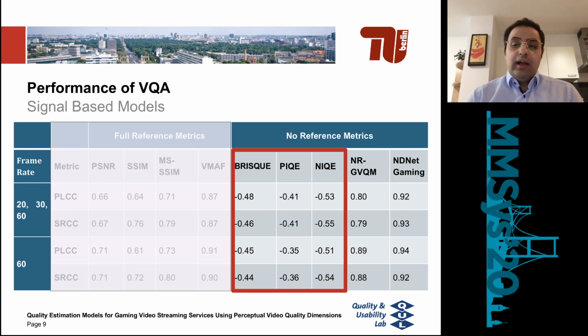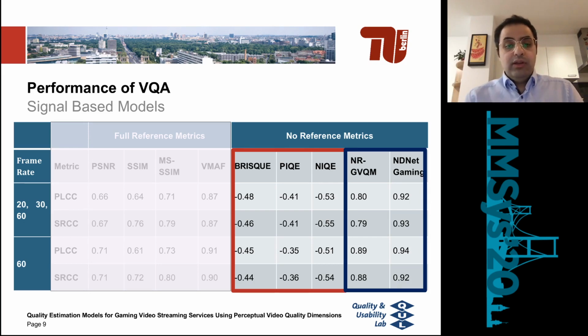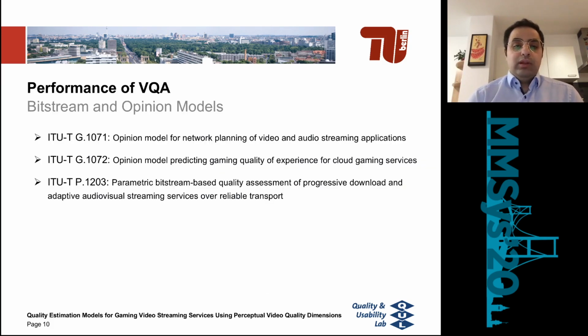We also have two other models, like NR-GVQM, and both of them are gaming models, trained based on gaming content. The first one tries to predict VMAF, and the second one is a deep learning model, which sadly is not yet published, but you can find a slide and information about it on the VQEG site. I presented it once, and you can also find the source code on my GitHub page. So NDNet Gaming is a deep learning based model, based on a DenseNet architecture, which is trained on gaming content and performs quite well.